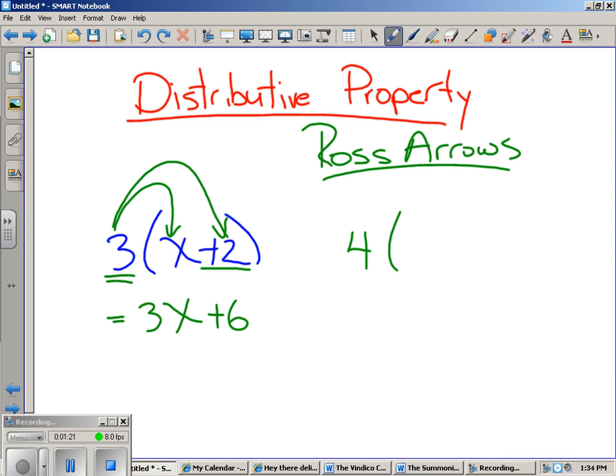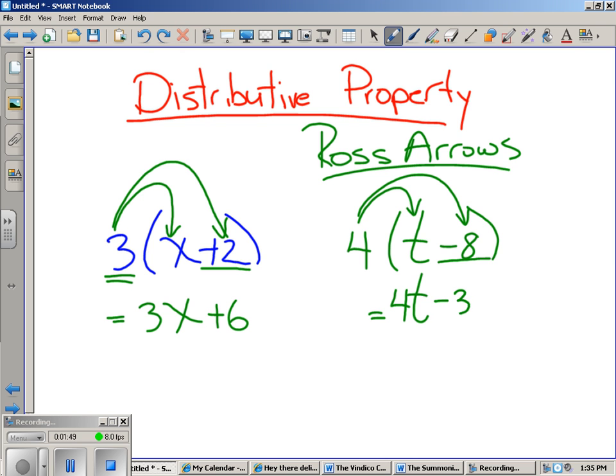So I'll do another one, and I'll change the variable up, 4 times t minus 8. And again, you draw the arrows in, and the arrows indicate multiplication. They indicate multiplication to both terms. So now think of it, you've got a t, and what is 4 times t? It is simply 4t. And what is 4 times negative 8? Again, go with the sign in front of the term that you're looking at. And 4 times negative 8 is negative 32. And that's all we're going to do with these types of questions for the moment.